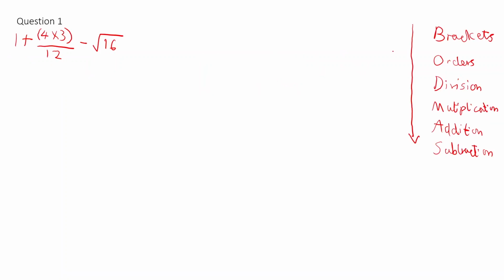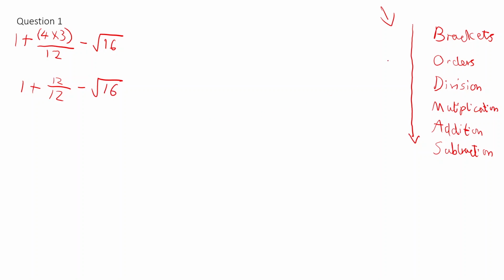So let's try out a question. Here is the BODMAS order. So first it says that we solve for brackets. The only bracket we have over here is the 4 times 3. 4 times 3 gives us 12. So 1 plus 4 times 3, which is 12, divided by 12 minus the square root of 16.